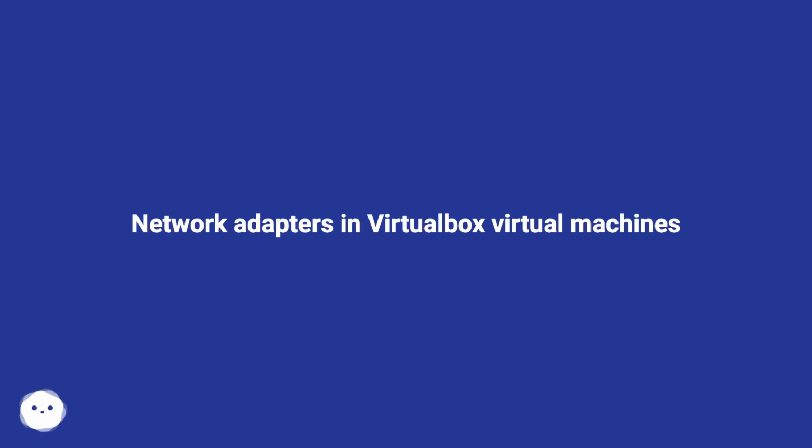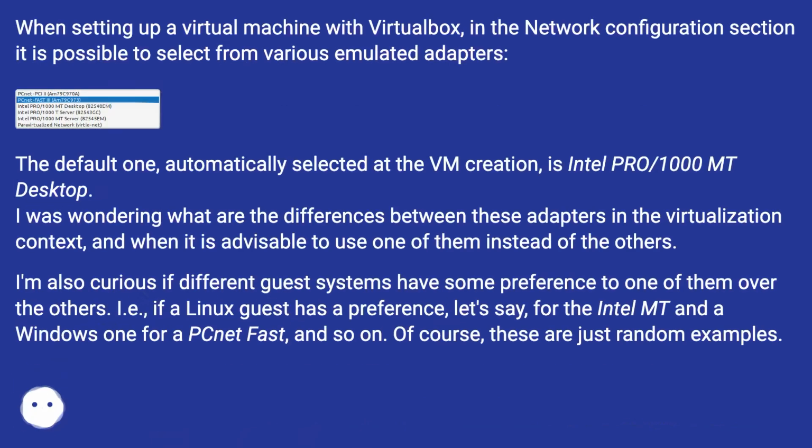Network adapters and VirtualBox virtual machines. When setting up a virtual machine with VirtualBox, in the network configuration section it is possible to select from various emulated adapters. The default one, automatically selected at the VM creation, is Intel Pro/1000 MT Desktop. I was wondering what the differences between these adapters are in the virtualization context, and when it is advisable to use one of them instead of the others.